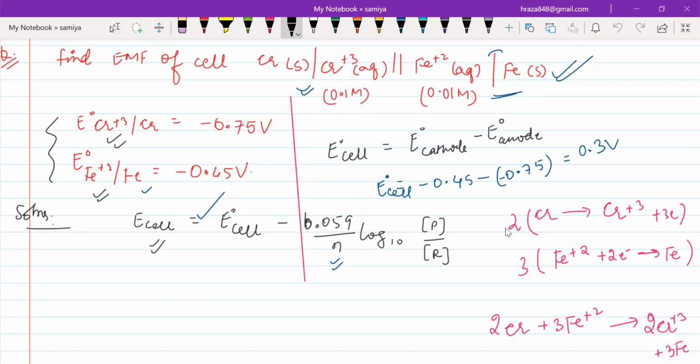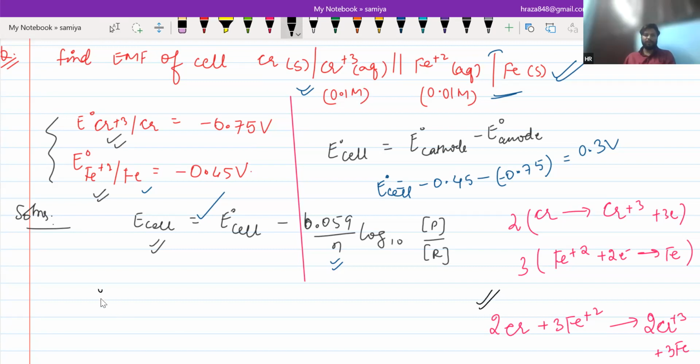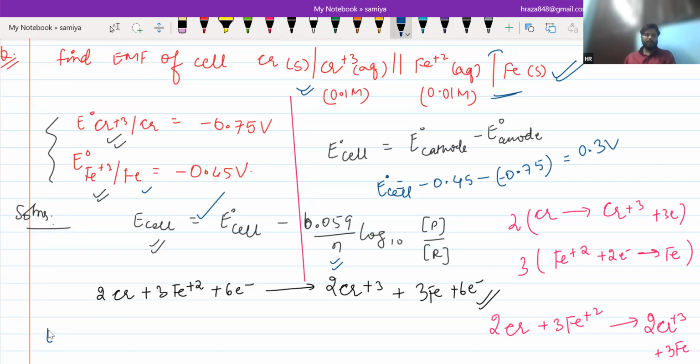Yes, sir. Now see, basically if I write this equation, it will be 2 Cr plus 3 Fe plus 2, and 6 electrons will be converted into 2 Cr plus 3 plus 3 Fe, and there will also be 6 electrons. Now going to put the value. So E cell will be equal to E naught cell, which has a value 0.30, minus 0.059 upon n, and you can see n is the number of electrons transferred, that is 6, log to the base 10. Now see, log to the base 10 and then product.